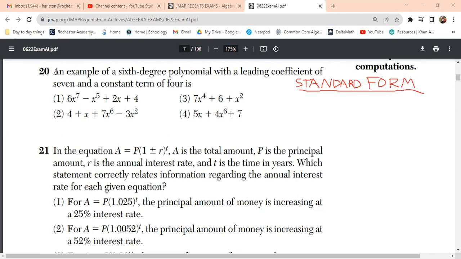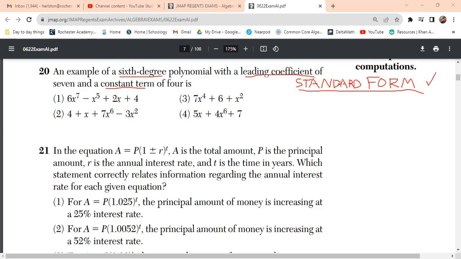So it says an example of a 6th degree polynomial with a leading coefficient of 7 and a constant term of 4. Let me get a pen here so I can mark this up. Basically, we need to take every one of these answer choices and put them into standard form.